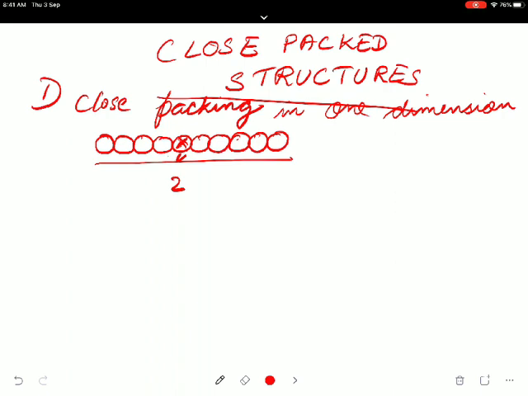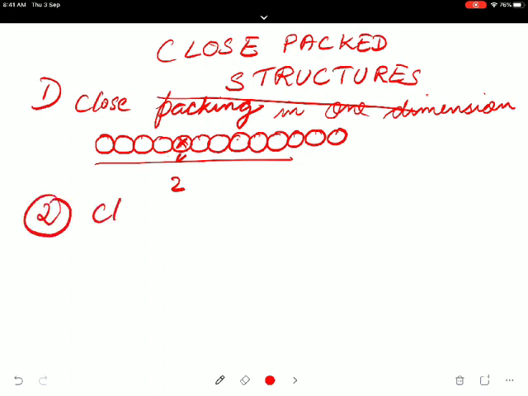In this case, don't consider the edge ones. Consider the middle ones, or what are present in between, to get the coordination number. If you are selecting one sphere, one atom, one molecule, one ion or one ball, then around that atom there should be others in touch. This is close packing in one dimension.